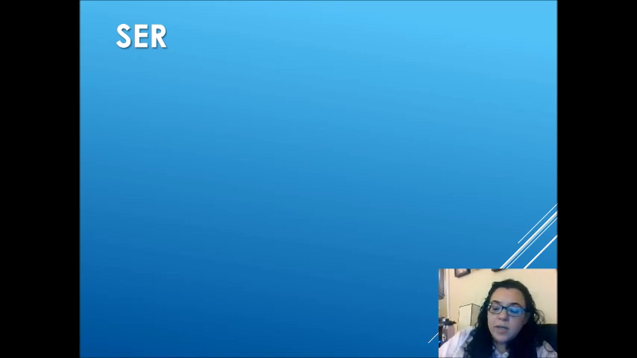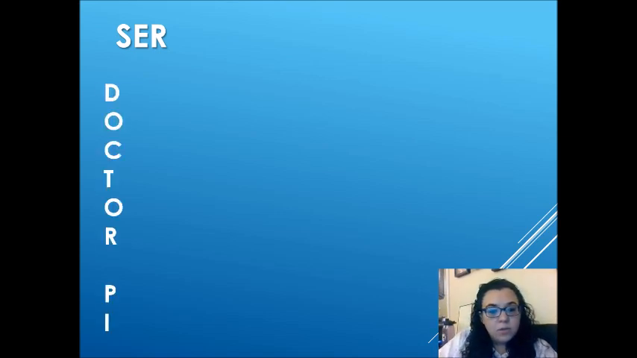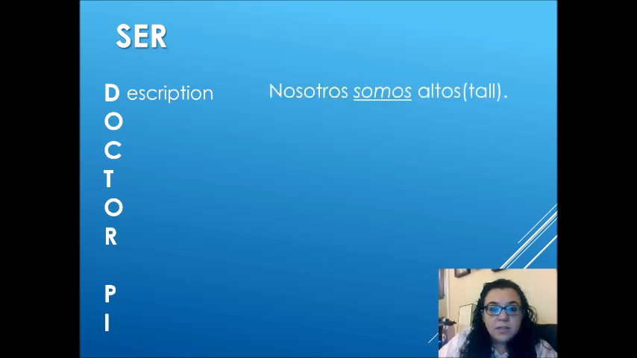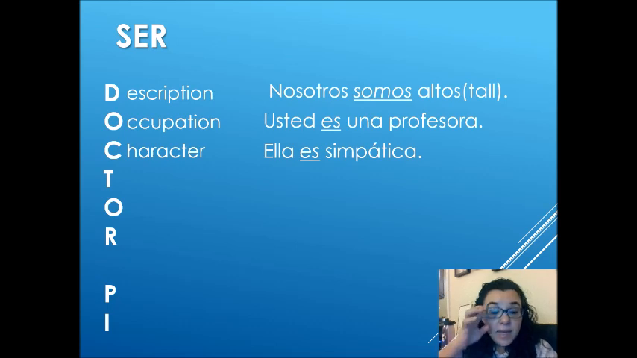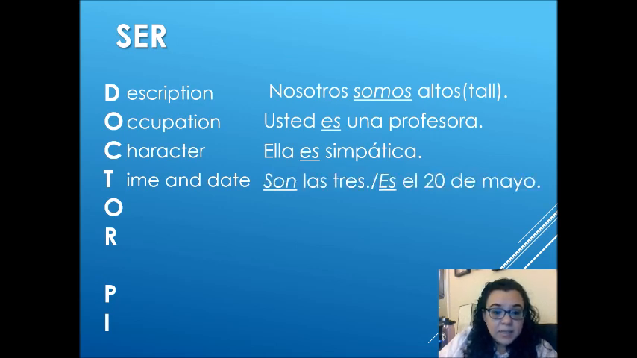So for the verb ser, we're going to have an acronym and we're going to use the acronym Doctor Pai. The D is going to be description, as in like a physical description, like nosotros somos altos, and right there you see somos. Occupation is going to be another use, which is usted es una profesora. The next one would be character, as in your personality. Ella es simpática. The T is going to stand for time and date. Por ejemplo, son las 3 or es el 20 de mayo.